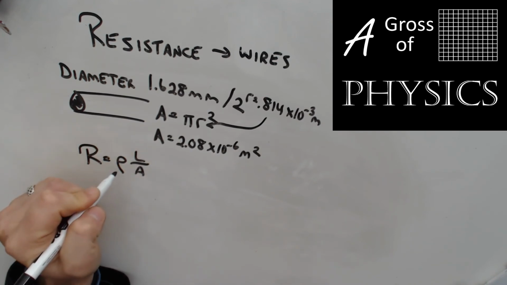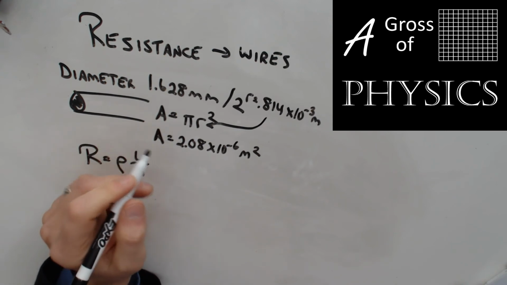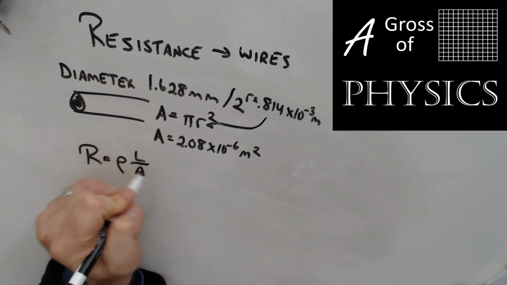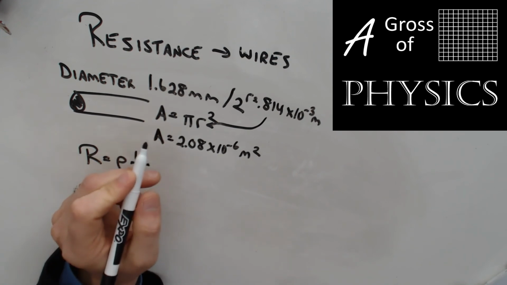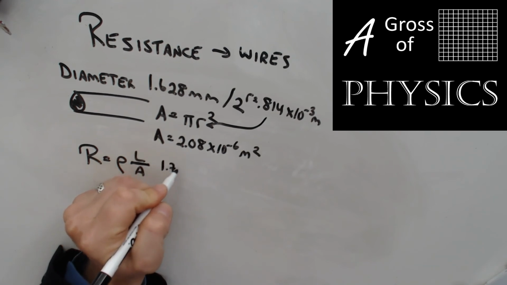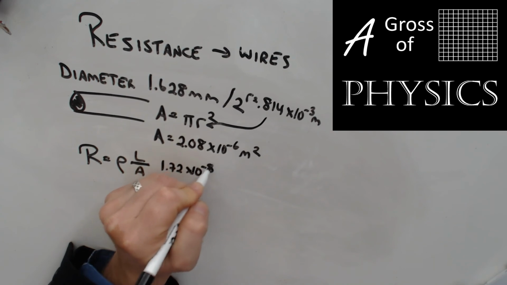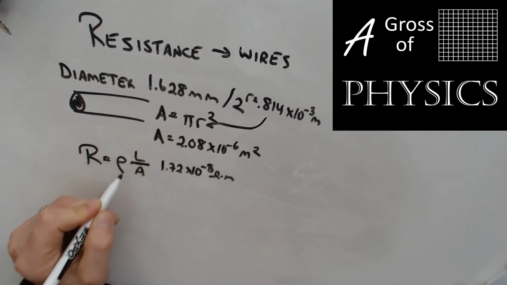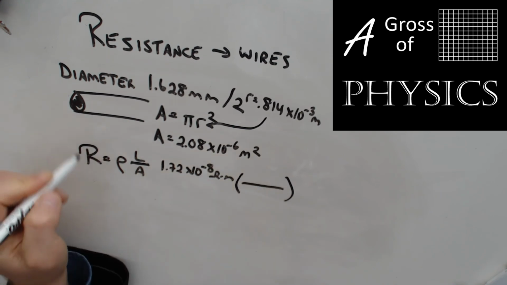The resistivity is based on copper. This is copper wiring. I'm not rich enough to wire my house in gold. I was thinking about, after we did the gold bar problem, if you actually could wire a house with gold, that would be quite expensive. We could do a problem on that later on. 1.72 times 10 to the negative 8 ohm meters is the resistivity, and that's assuming we are at room temperature.